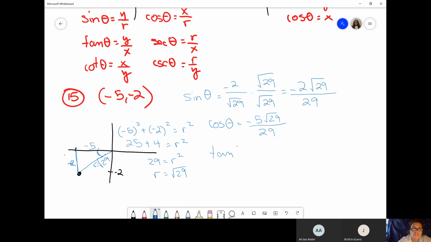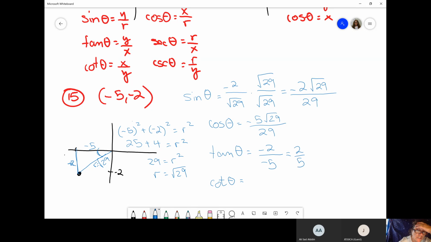What is the tangent of theta? Y over x. So in this case, -2 over -5, which is a positive 2/5. And in quadrant 3, the tangent has to be positive. Now that we have the 3 major trig functions, we can just find the reciprocal. So the cotangent of theta is what?